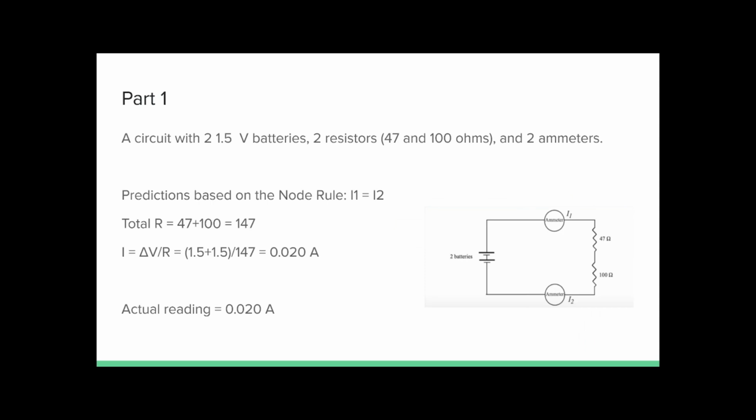The first setup we had was with 2 batteries on the left, 2 resistors on the far right, and this showed, based off the node rule with the ammeters, that the total reading of current that we got was the same as what we predicted using formulas, which was 0.02 amps.